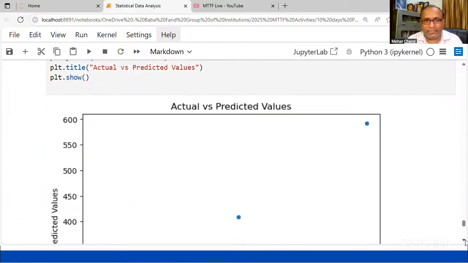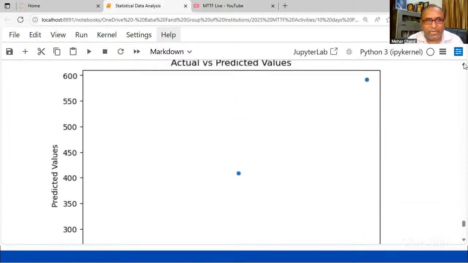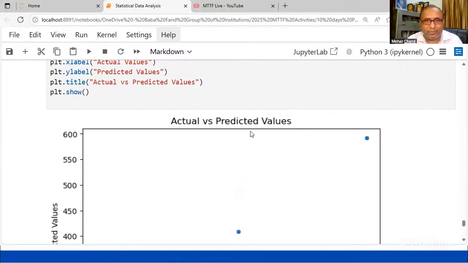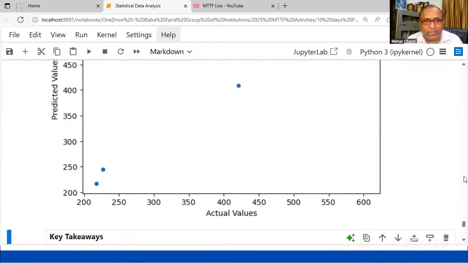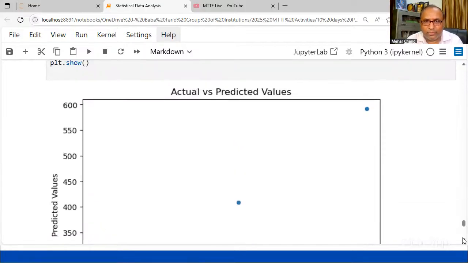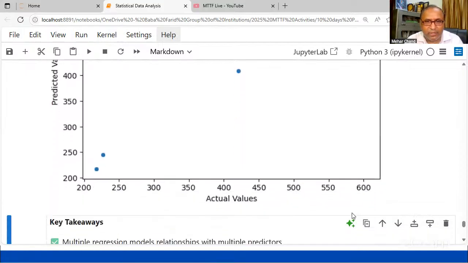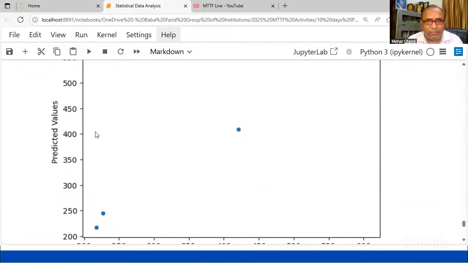And see inside this graph. These are the actual versus predicted values. Here the blue color is only for... here we have only one graph. On the horizontal line, we have the actual values, and on the vertical line, you can see the predicted values.